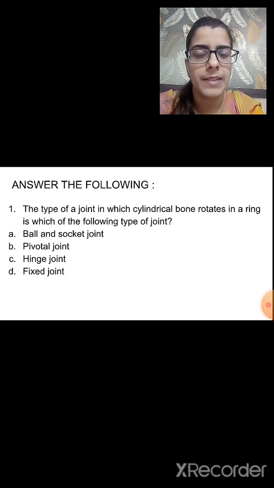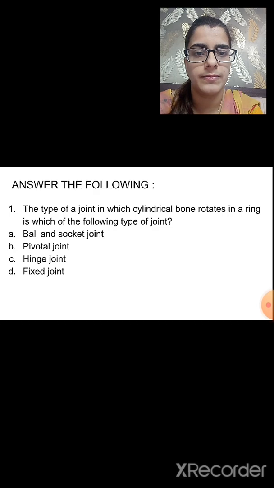Options are A, ball and socket joint, B, pivotal joint, C, hinge joint, and D, fixed joint. So, which joint it is in which the cylindrical bone rotates in a ring? The correct option is option B, that is pivotal joint.